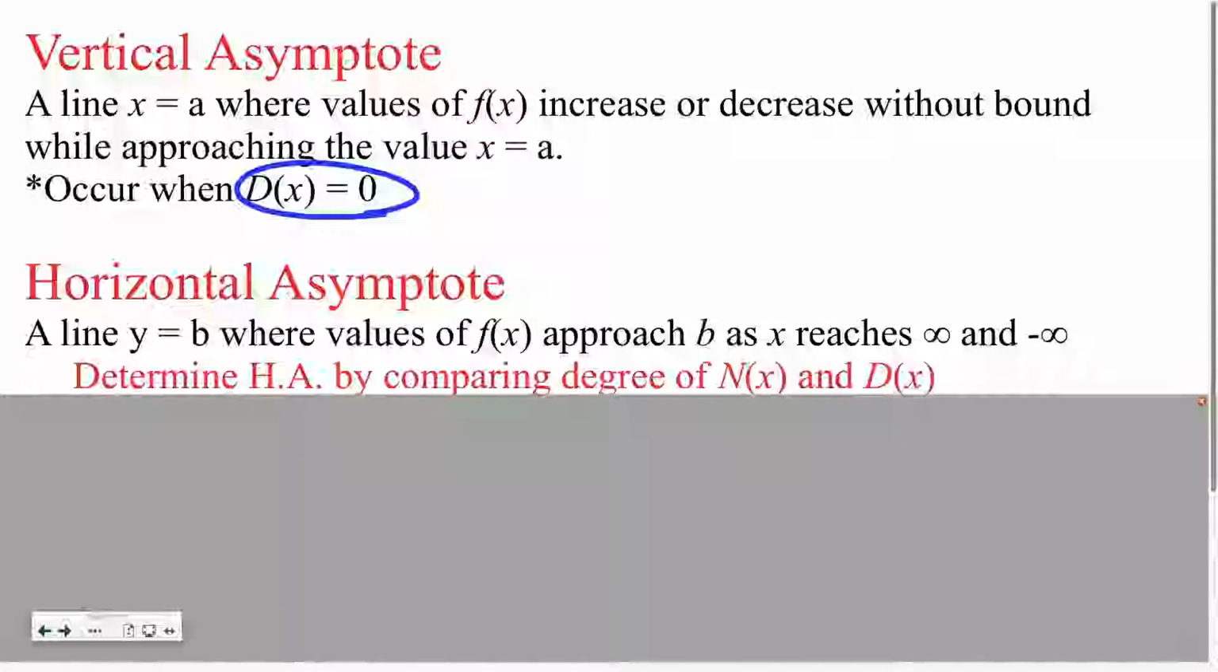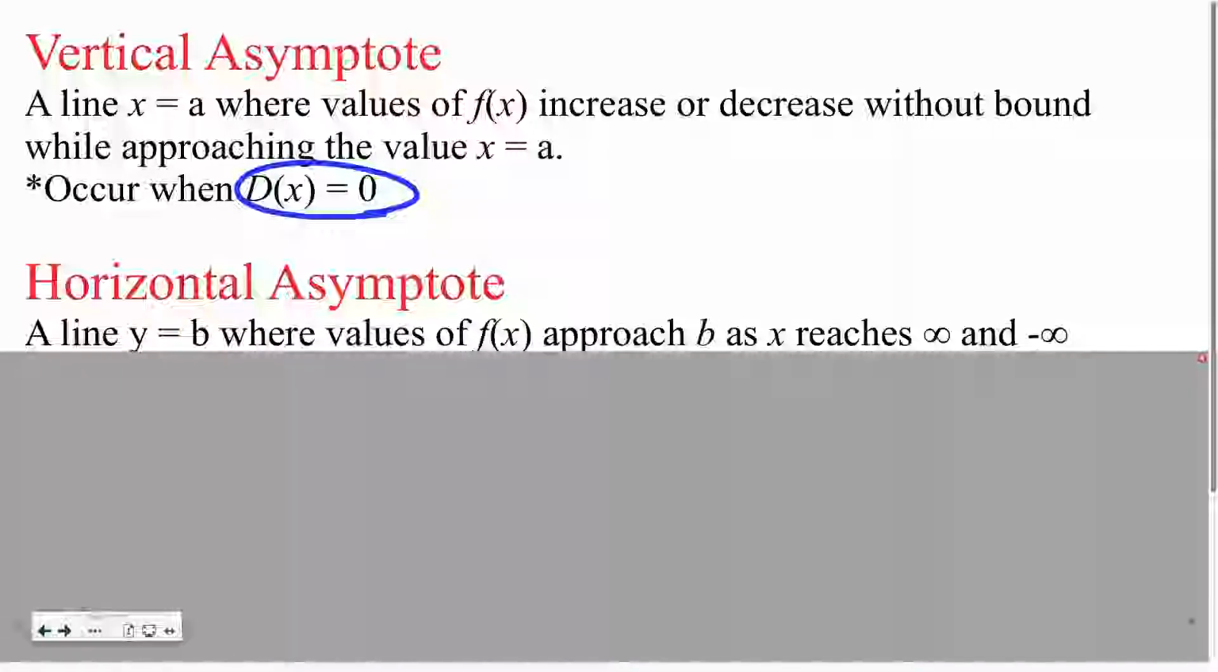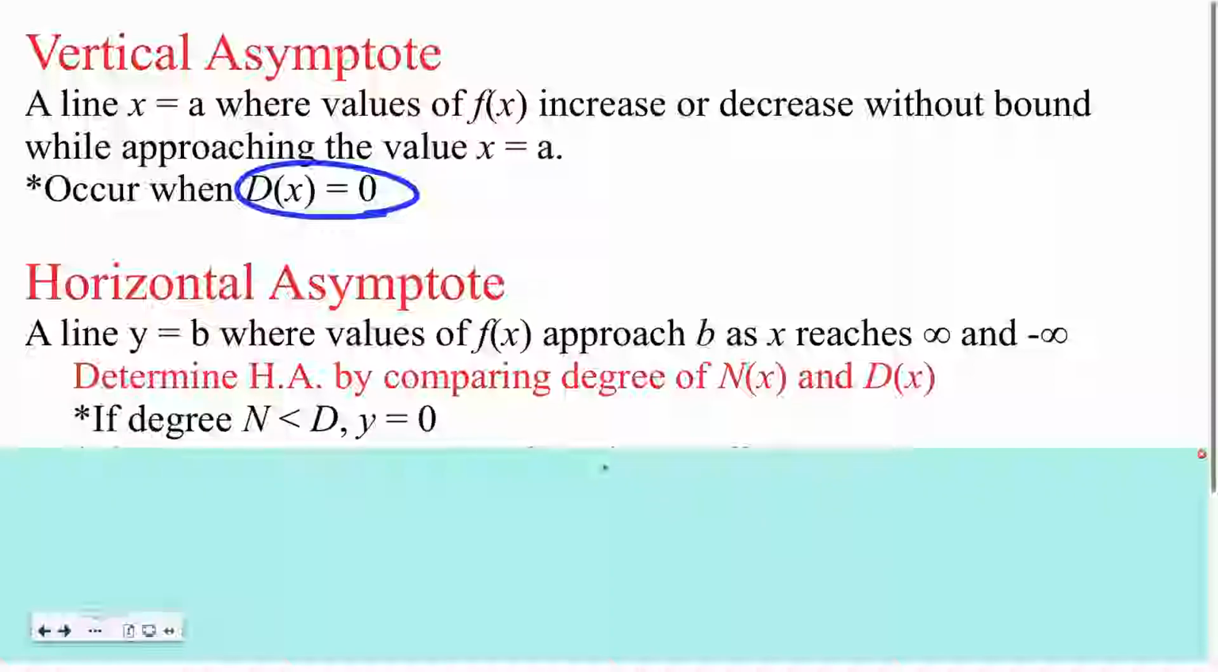So, like I said, there's 3 rules. We're going to talk about 2 of them. So, the degree of our numerator and denominator are what we are going to look at to determine where the horizontal asymptote is. Our first rule, if the degree of the numerator is smaller, so the degree of the denominator is bigger, we have y equals 0. The degree of the denominator is bigger, our horizontal asymptote is y equals 0.